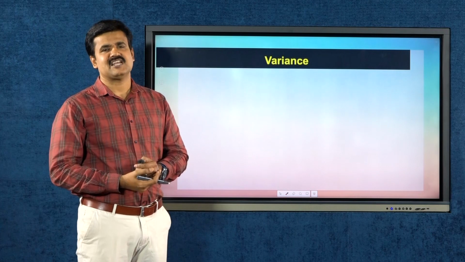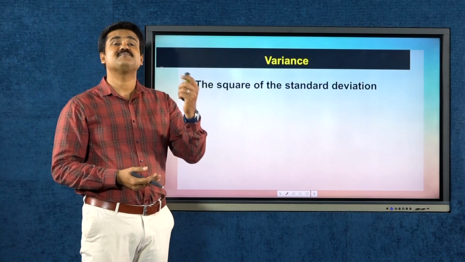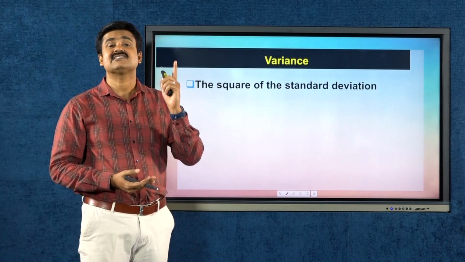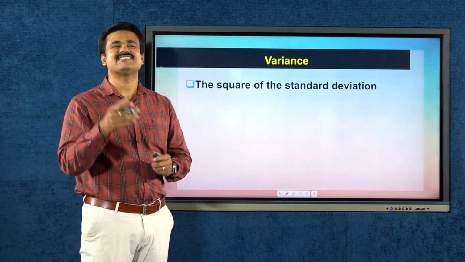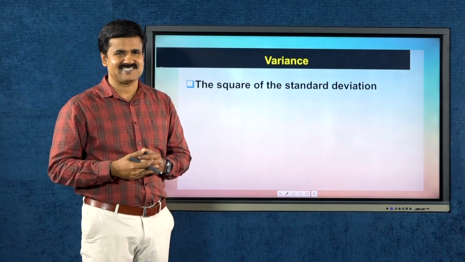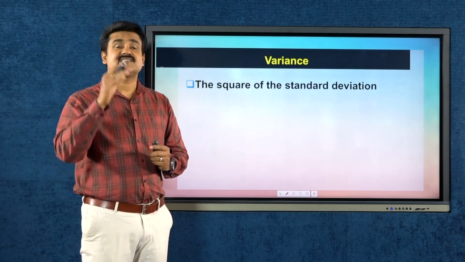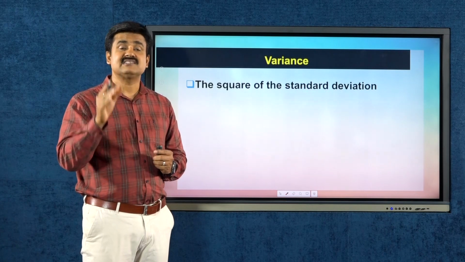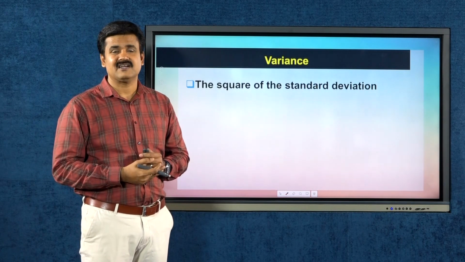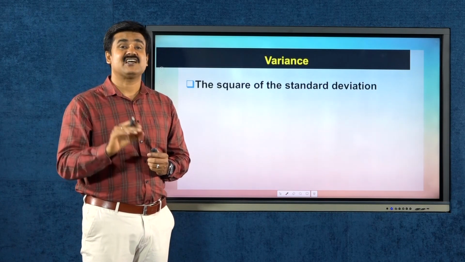Now, another statistical method used to express precision is the variance. What is meant by variance? Here is the definition. The square of the standard deviation is called variance. Standard deviation has some pivotal role. Standard deviation is related to so many other things. For instance, standard deviation square is called variance. Standard deviation divided by mean is called relative standard deviation. Relative standard deviation multiplied with 100 is called coefficient of variation. So, in these kinds of statistical data, standard deviation has a pivotal role.